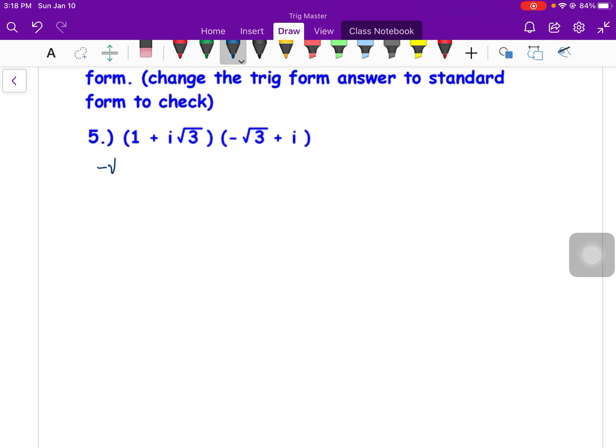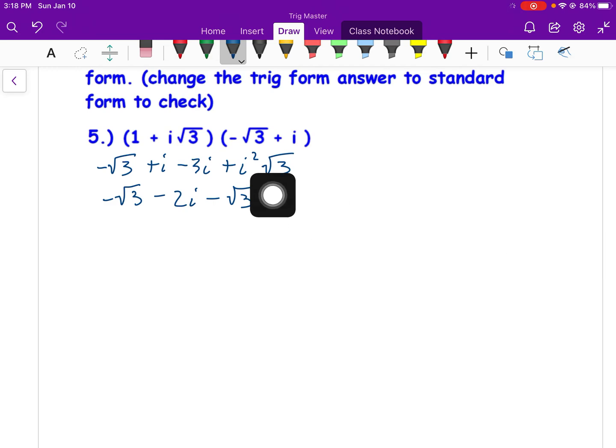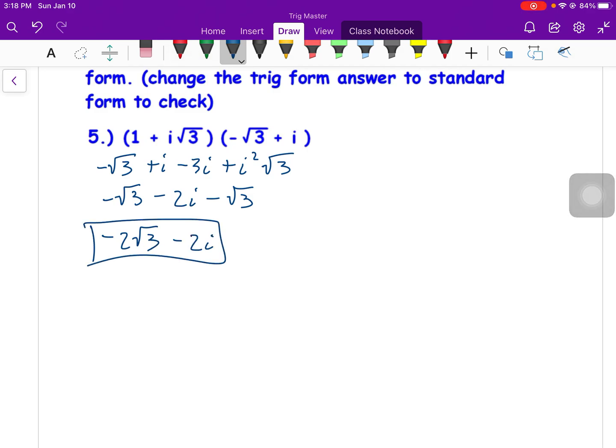So first times first gives me negative square root of 3. Outside times outside gives me an i. Inside times inside is going to give me minus 3i. And last times last is going to be plus i squared times the square root of 3. Well, that becomes negative square root of 3 minus 2i minus square root of 3, because remember, i squared is just negative 1. So you just change the sign of whatever that coefficient was. So we end up with negative 2 square root of 3 minus 2i for our answer.